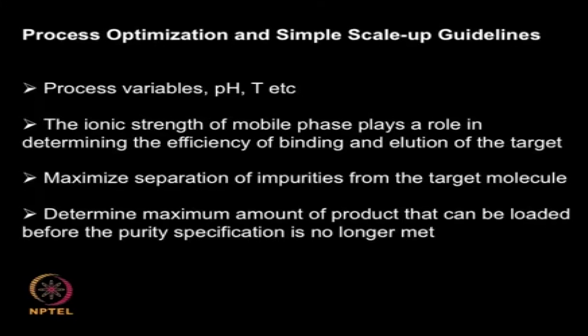So the ionic strength of the mobile phase plays a role in determining the efficiency of binding and elution. We also want to separate the impurities from the target molecule. So the impurities should be far away from the target molecule, and also you need to find out what should be the maximum amount of product that can be loaded before the purity specification is no longer met. Then we may have to resort to regeneration of the column.